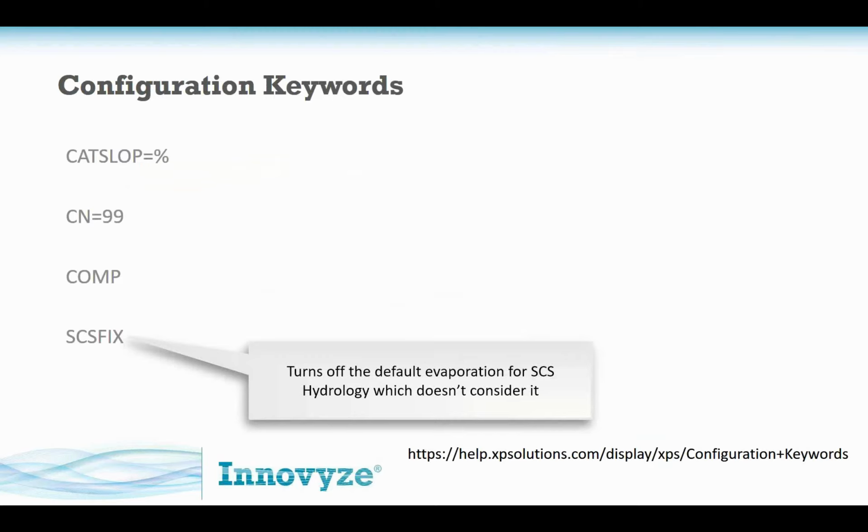That website there, help.xpsolutions.com, display XPS configuration plus keywords, will get you, if you just put the first part, if you search for configuration keywords, there's a long list of configuration keywords. Many of them obviously are hydraulic. These are the four hydrologic that I picked out here, most pertinent to today's webinar.